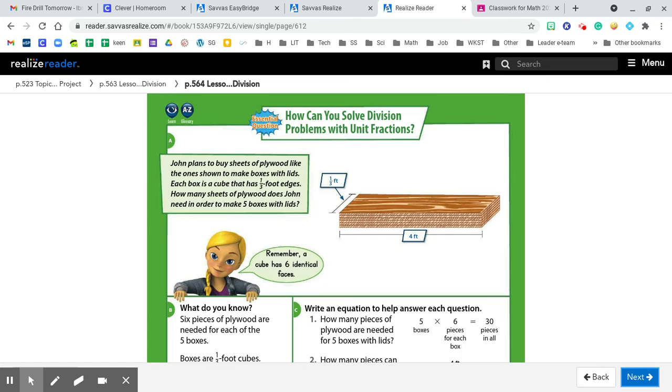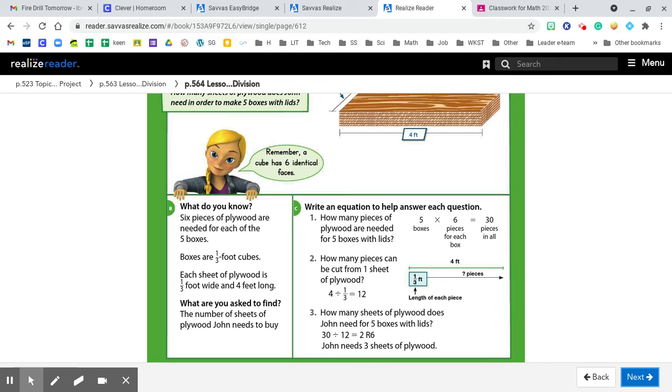Okay, on the next one, how can you solve division problems with unit fractions? John plans to buy sheets of plywood like the ones shown to make boxes with lids. Each box is a cube that has a 3-foot edge. How many sheets of plywood does John need to make 5 boxes? What do you know? There are 6 pieces of plywood needed for each box. The boxes are 3-foot cubes. Each sheet of plywood is 3 feet wide and 3 feet long.